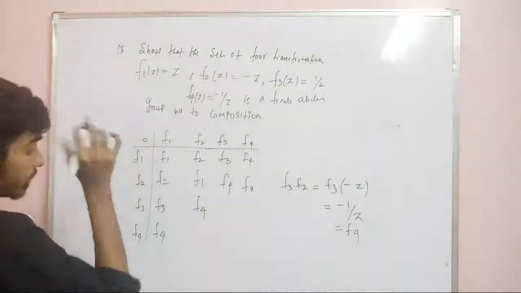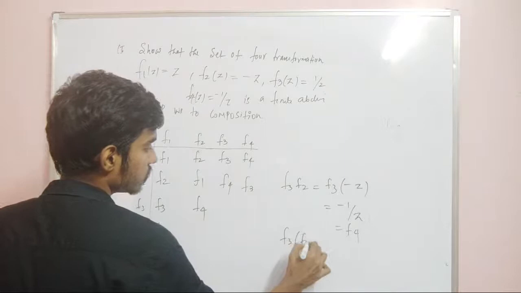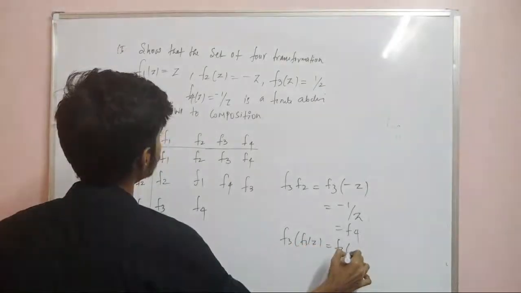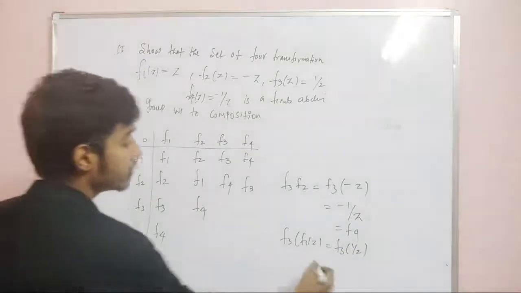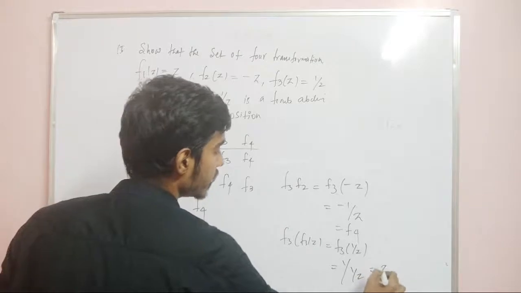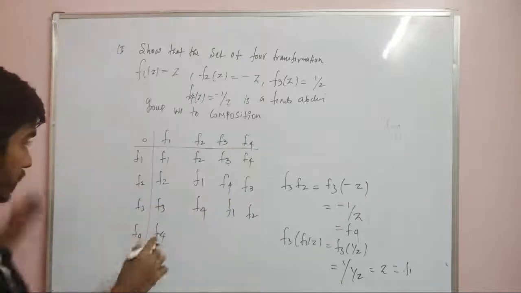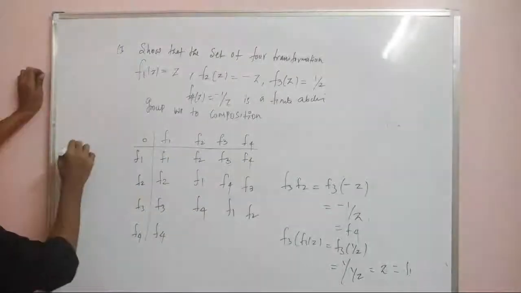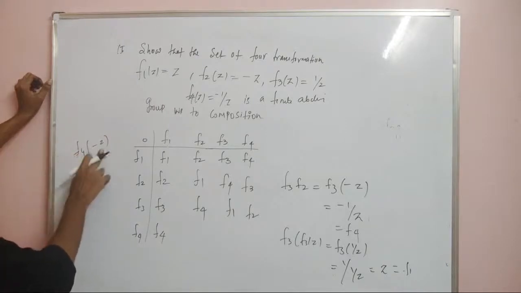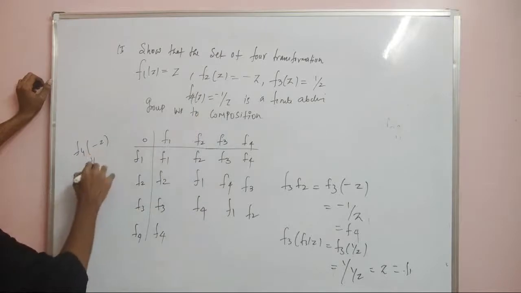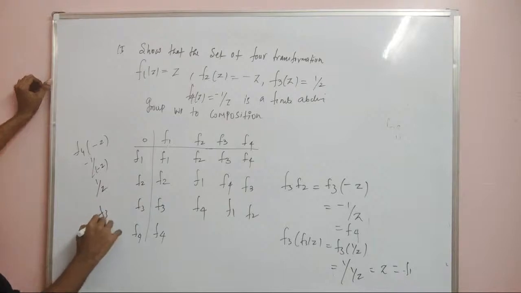This is f4. And f3 f3. So f3 of z is 1 by z. So in f3 we have to replace z by 1 by z. So this will be 1 by 1 by z, which is z, which is f1. So we can straight away write f2 here. And f4 composite f2. So f4 of f2 is minus z. So in f4 you have to replace z by minus z. So this will be minus 1 by minus z, which is plus 1 by z, which is f3.